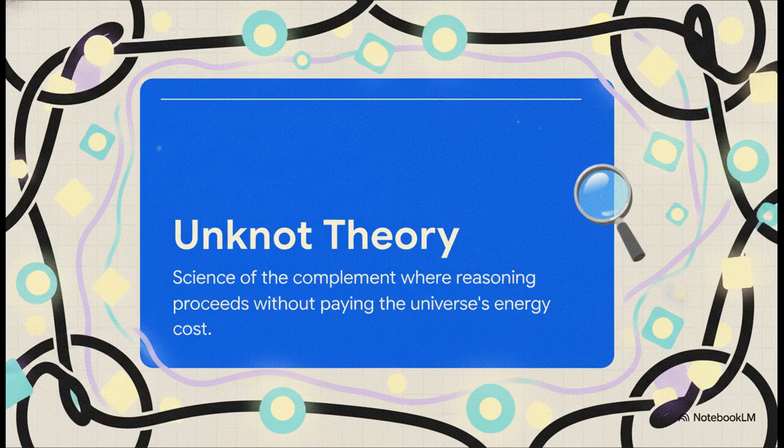The author defines unknot theory as the science of the complement, the open regions of conjecture space inside which reasoning can proceed without paying the universe's energy cost. It's an intensely spatial concept when you think about it. Instead of looking at the knots themselves, we are looking at the negative space. We're looking at the open voids where logic can just operate freely.